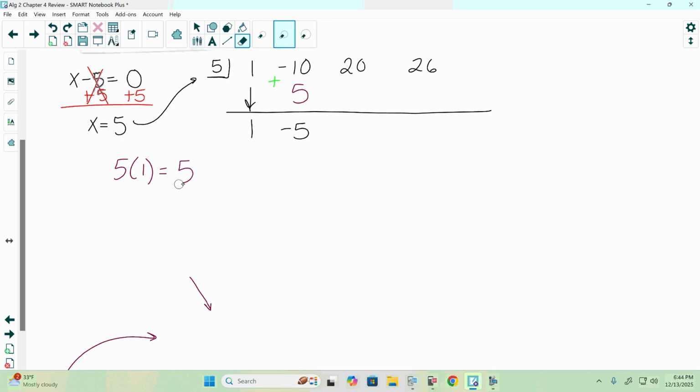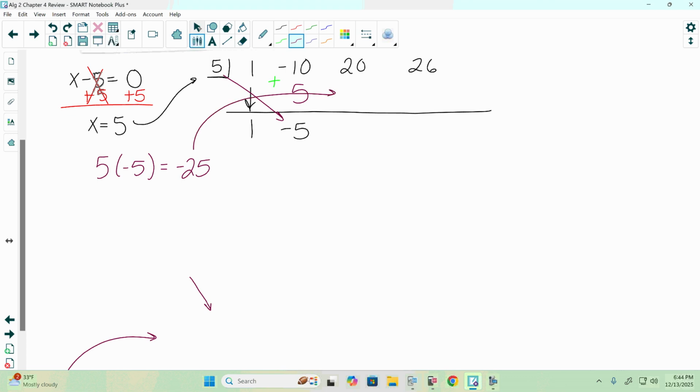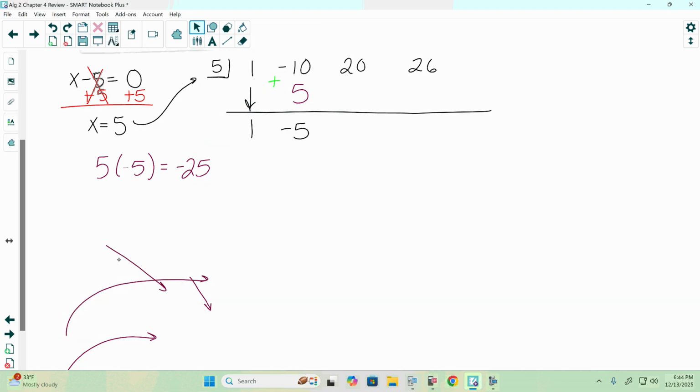Now we're going to repeat this process again. We take our 5 inside the cavity and multiply with the number below the line. So we'll have 5 times negative 5, which is negative 25. Then we take that number and put it below our next one. So negative 25 goes here. After we do that, we add 20 and negative 25, and 20 plus negative 25 is negative 5.